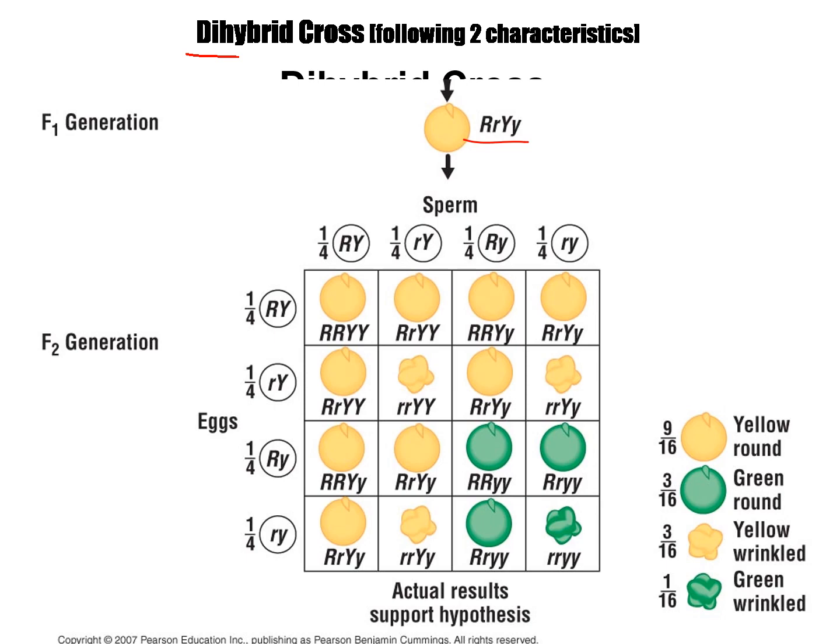So heterozygous for texture, round is dominant, so use the capital R, wrinkled is recessive, so you use the lowercase r. Color, yellow is dominant, so it has the capital Y, and green is recessive, so it is the lowercase y. So in this case, both parents are heterozygous. So that's one parent, and this can be the other parent.